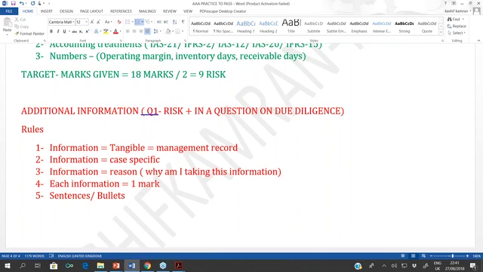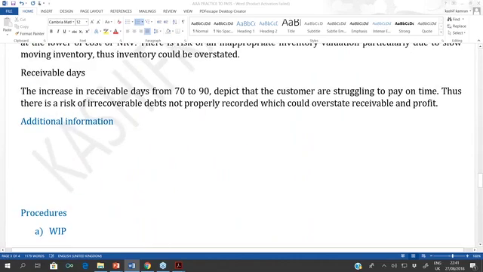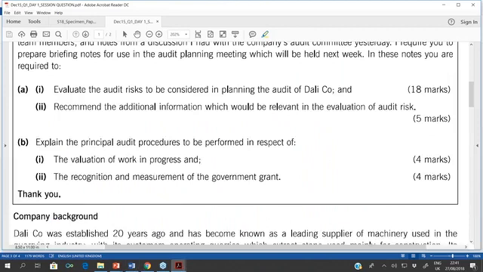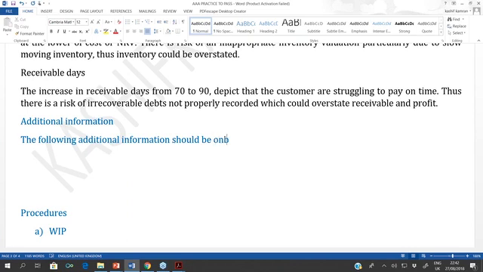Now, knowing this, let's attempt a question on additional information, which is itself the Dali company question. Now, in the Dali company question, we have identified so many risks, and it is saying additional information you need in evaluation of risk. Number one, this is how you write it in the exam paper, right? The following additional information should be obtained from the Dali company management, colon.